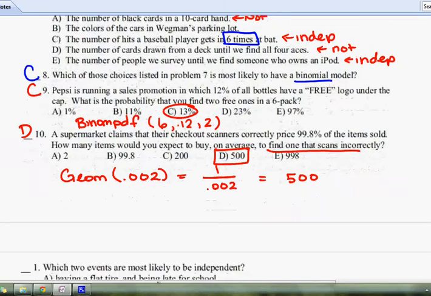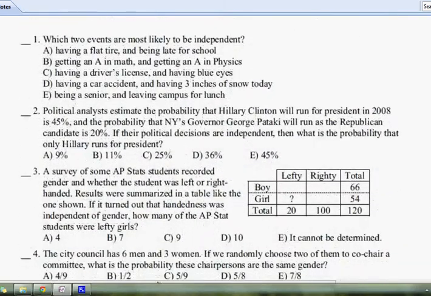The other side of this works pretty much the exact same way as the front, just slightly different problems. Which events are most likely to be independent, to have the least amount of relationship from one to the other? I'm looking at all of these ideas. Driver's license and blue eyes? Yeah, I don't think they've got anything to do with each other.